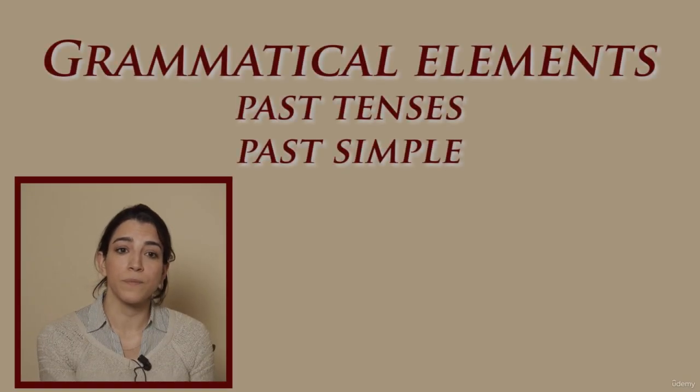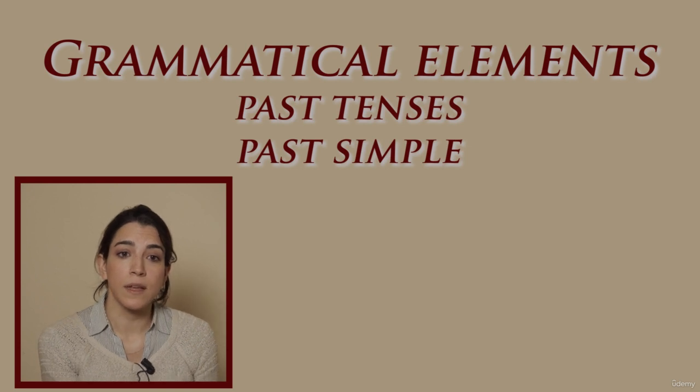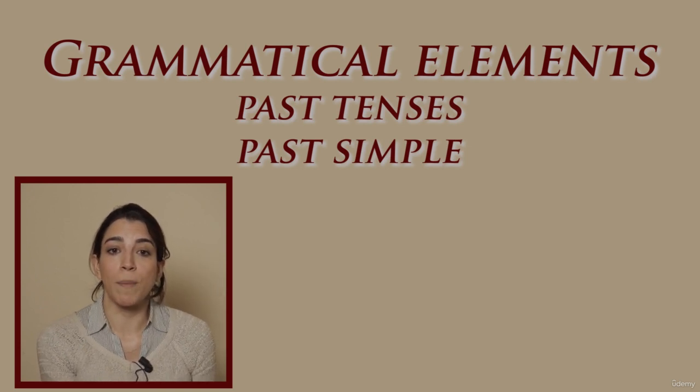Welcome back. In lesson 4, we're going to talk about past tenses. We're going to talk about the past simple, past continuous, present perfect simple and continuous, past perfect simple and past perfect continuous. Now, the past simple we use to talk about things that happen in the past.